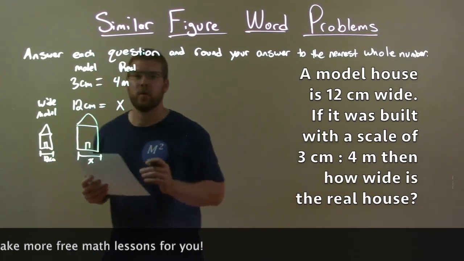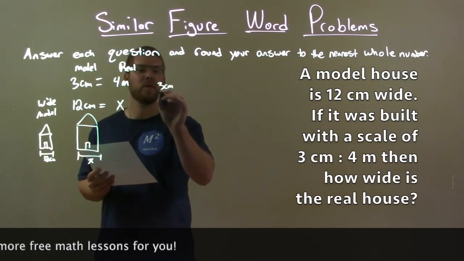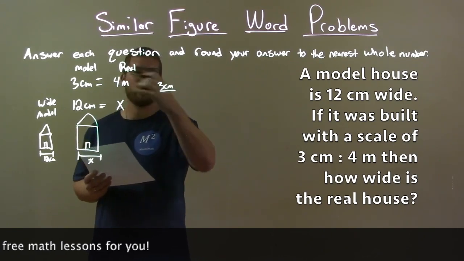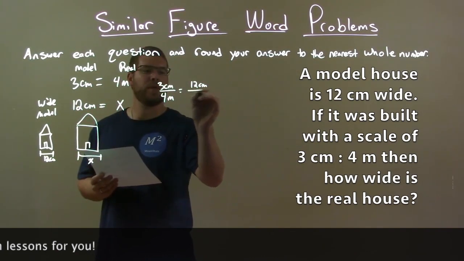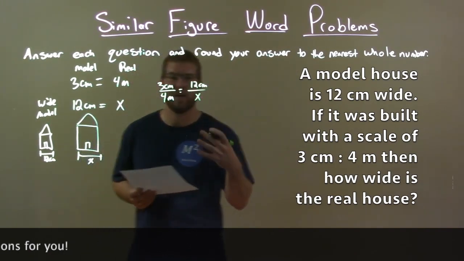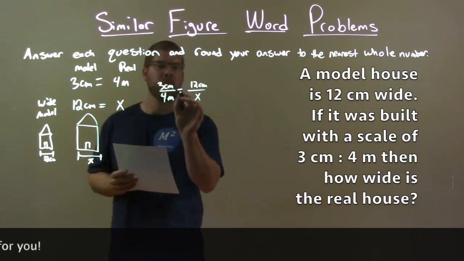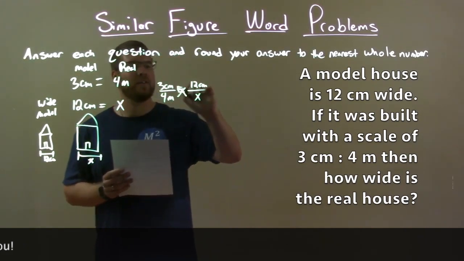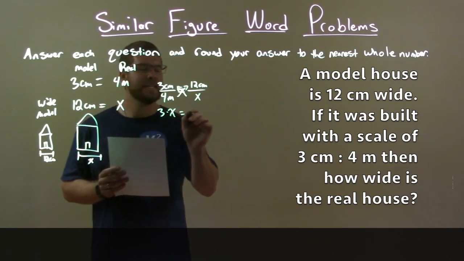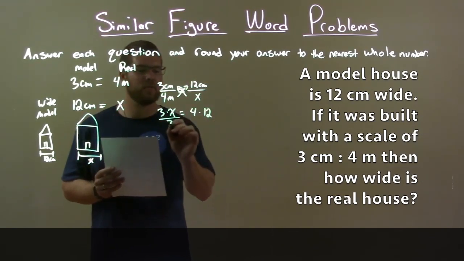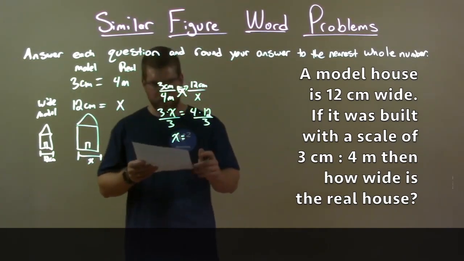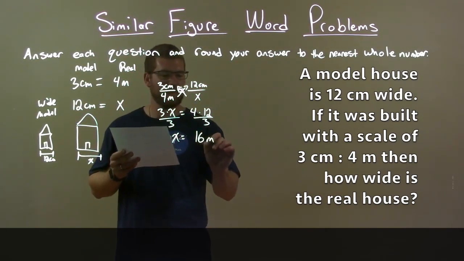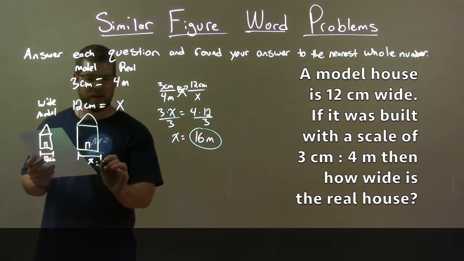Well, with this, we can create a proportion. We know 3 centimeters, that ratio from the model to real, over 4 meters should equal 12 centimeters, the width of the model, to x, the actual width of the real house. Let's cross multiply and solve for x. 3 times x equals 4 times 12. We divide both sides by 3. X is now by itself, and 4 times 12 divided by 3 is 16, and this is in meters, so the width of that house was 16 meters.